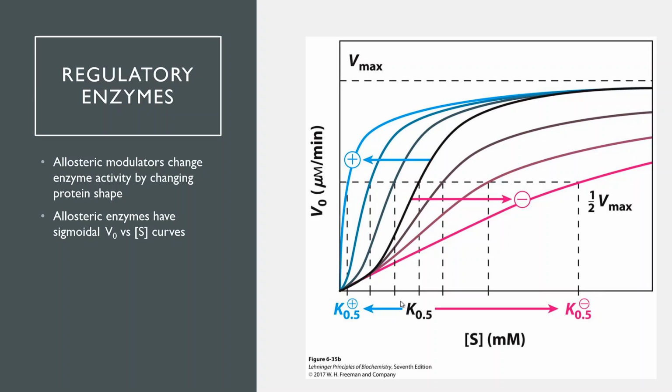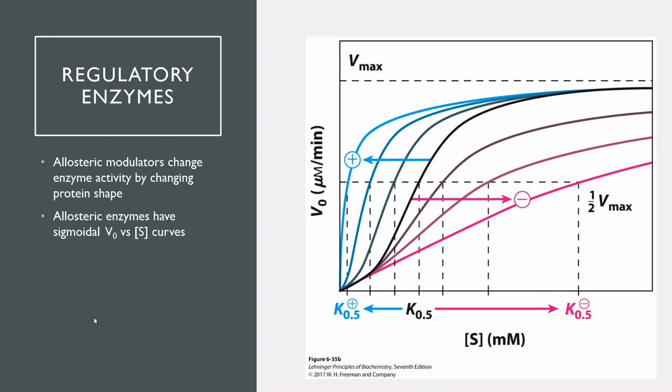So again, that makes sense because the lower the Km, the less substrate you need to get to Vmax, whereas at higher Kms, you need more substrate to get to that Vmax.